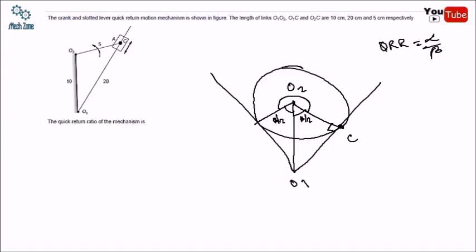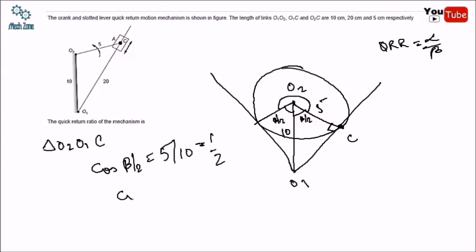O1O2 has been given as 10, and O2C has been given as 5 centimeter. Now in the triangle O2O1C, we have to apply cos beta by 2 if we wish to find it out. It comes out to be 5 upon 10, which is 1 by 2. So cos beta by 2 is half, and actually it is 60 degrees. So beta by 2 is 60 degree, since cos inverse half is 60 degree. Then beta would come out to be 120 degree.